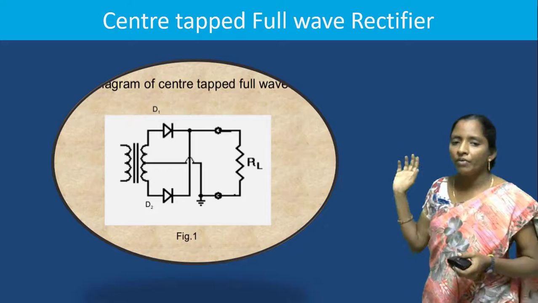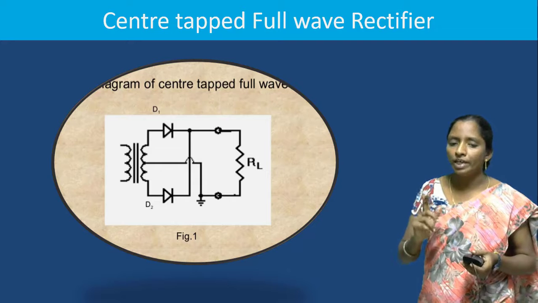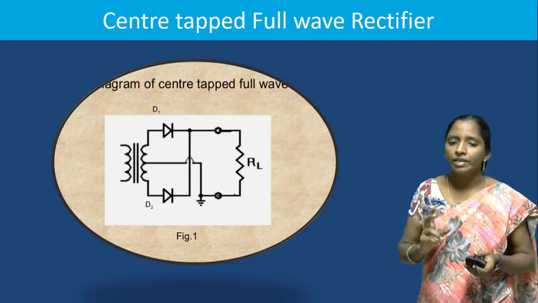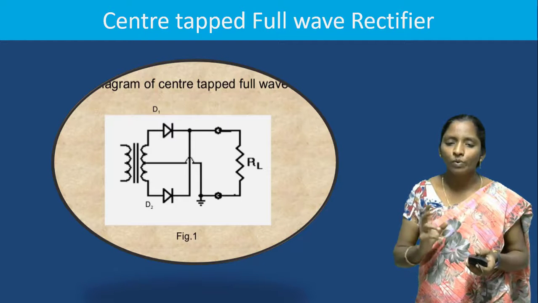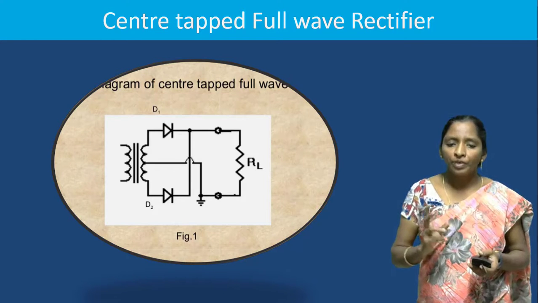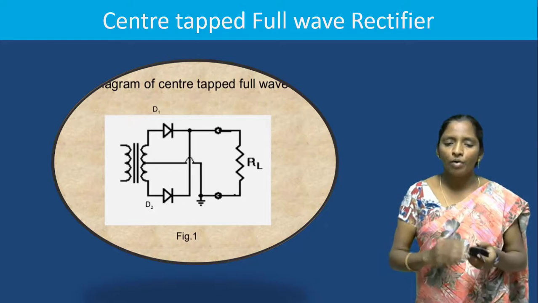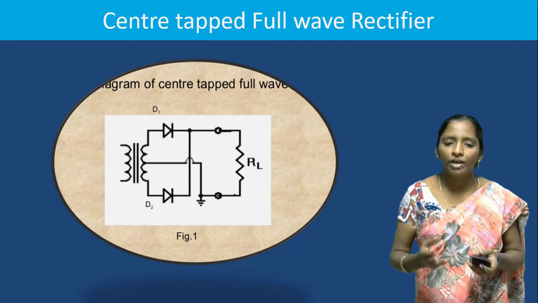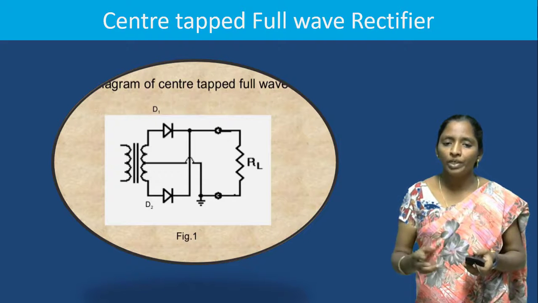Center tap full wave rectifier. This is the circuit diagram for the center tap full wave rectifier. Here we are using two diodes D1 and D2 and one transformer. The transformer used is a center tapped transformer, so it gets positive voltage at the two ends. At the middle we get 0 voltage. At the input it has one voltage, and at the output of the secondary of the transformer, the voltage will be doubled. If the rectified output or step down voltage is Vm, at the output of the secondary it has 2 Vm.